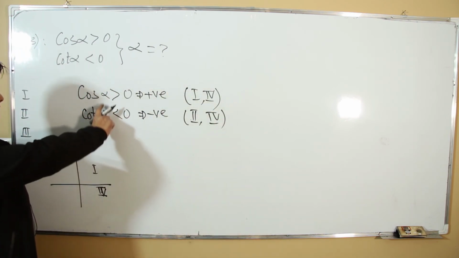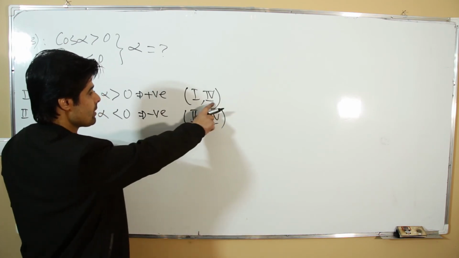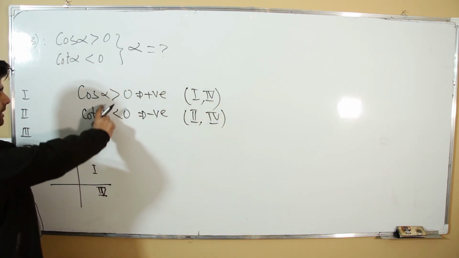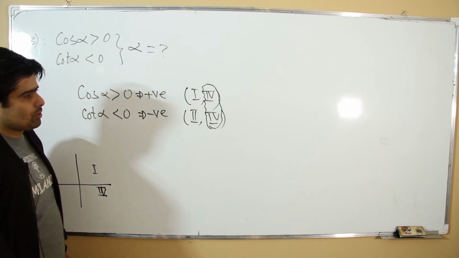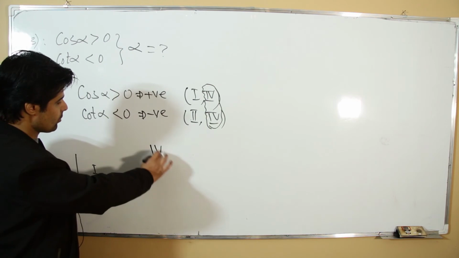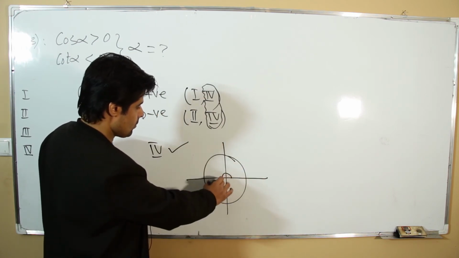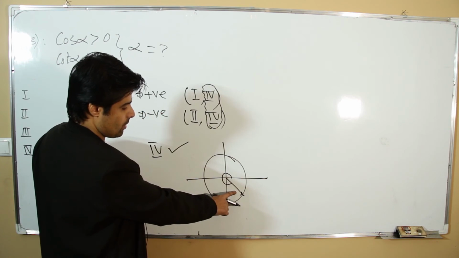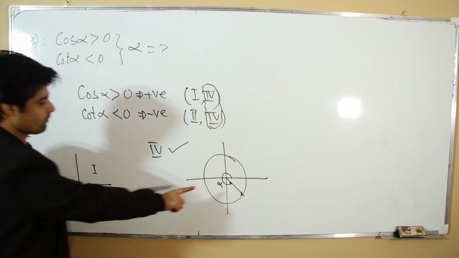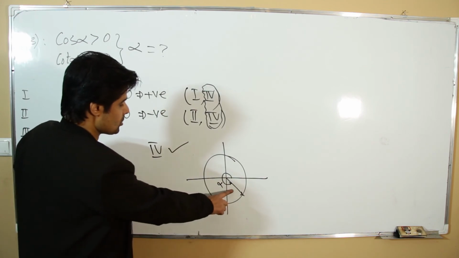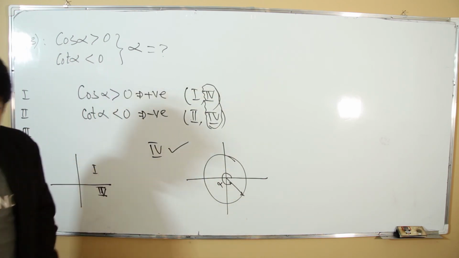Now this alpha and this alpha, they are the same. It means the coordinates should be the same, else they are not alpha. First and fourth, second and fourth. If both of them are the same alpha, then you have to take the coordinate which is in both. So the answer would be fourth. What does it mean? It means this is your circle. Now your angle is in the fourth coordinate. If you want to calculate the cosine of that alpha, it will be positive, and cotangent of that alpha is negative. Am I right or not? Yes, you have got it. Write it, please.